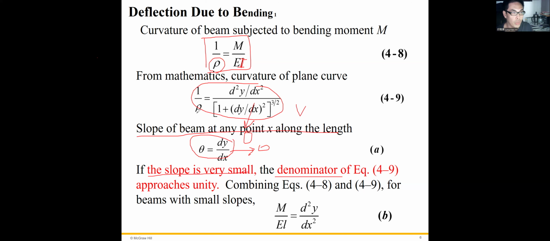Okay, so we can plot this curvature right here, and figure out the relation between the moment and the deflection. So here's another typo, it should be I.